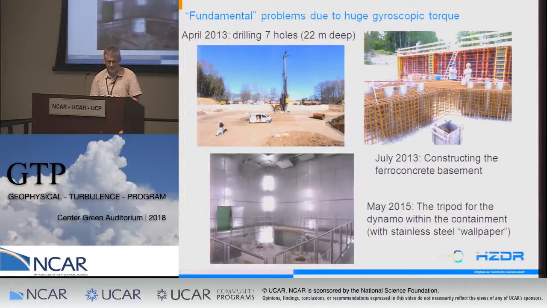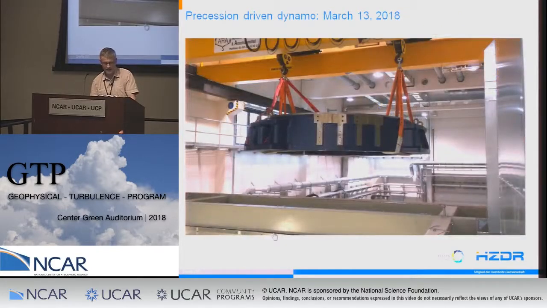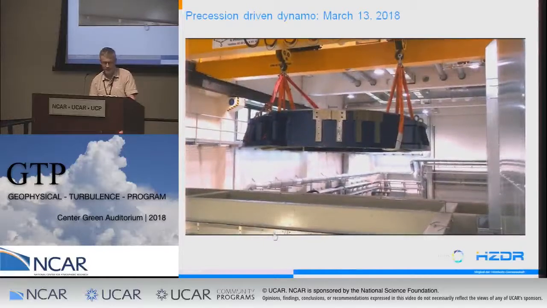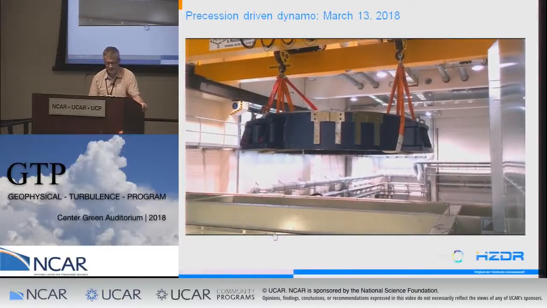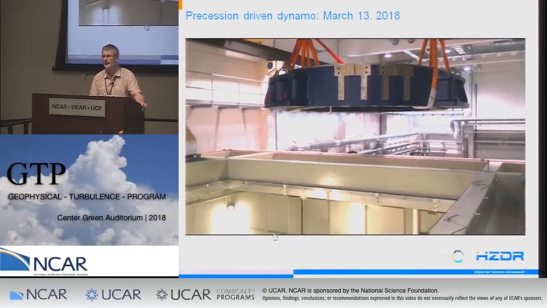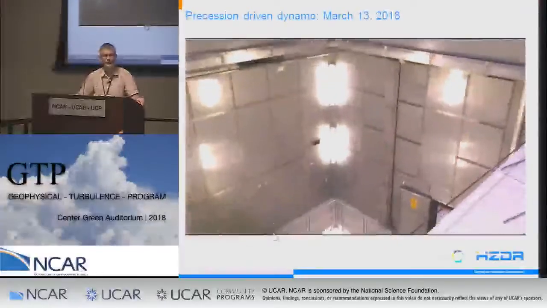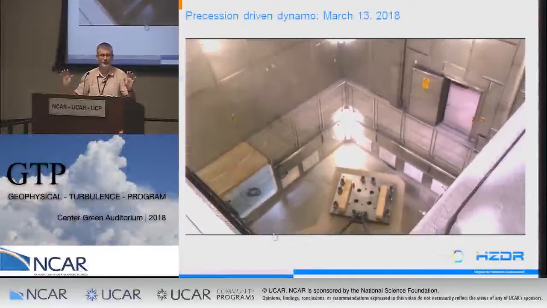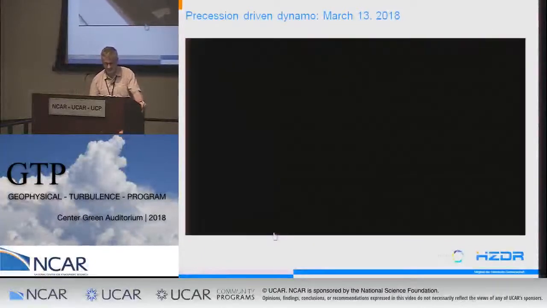Because of that, it was needed to drill 7 deep holes into the soil. It was done in 2013. Here you see the construction of the ferroconcrete basement. Here you have a look into the containment with this tripod. And here is a little video from this year, from March, where the underframe of 28 tons weight was put into the containment, transported by a crane of 25 tons. Don't ask me how this was done, but it worked.